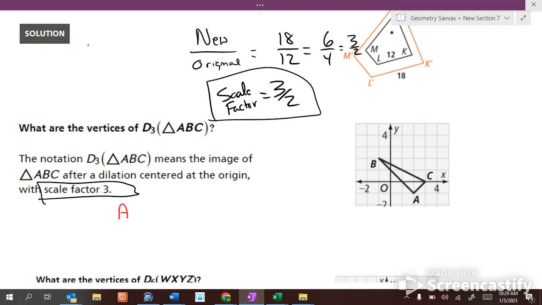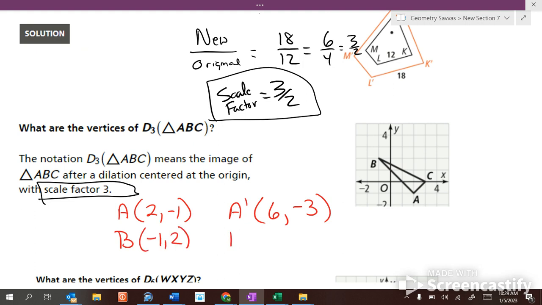A was originally at (2, -1). A prime, you're going to multiply each of those by 3. What's 2 times 3? 6. Negative 1 times 3? Negative 3. B was originally at (-1, 2). So B prime is going to be at (-3, 6).